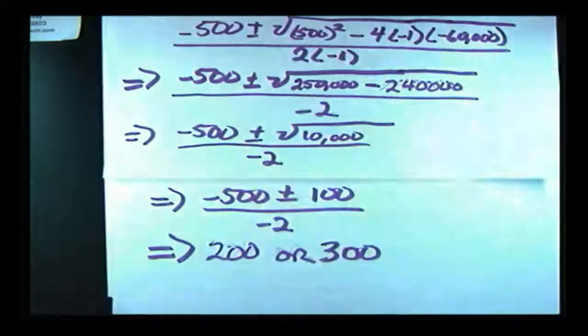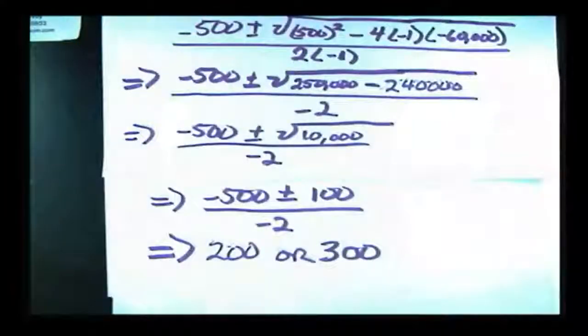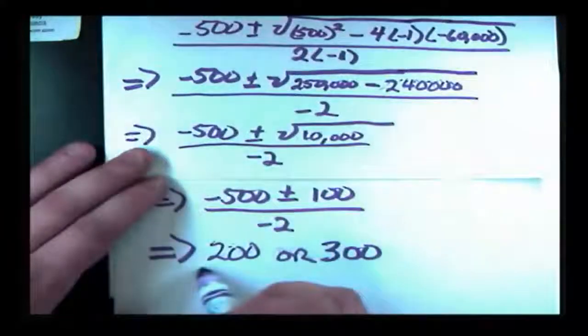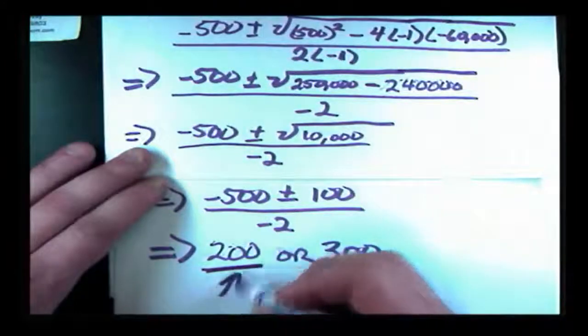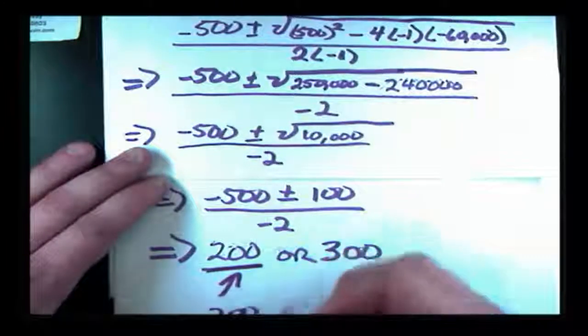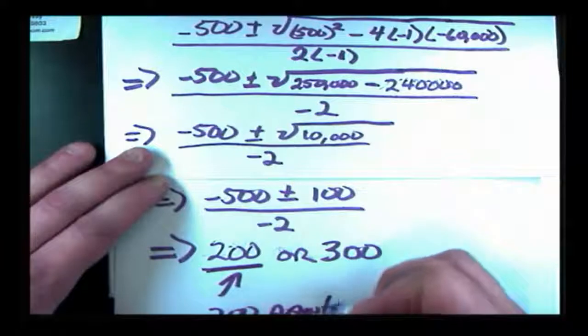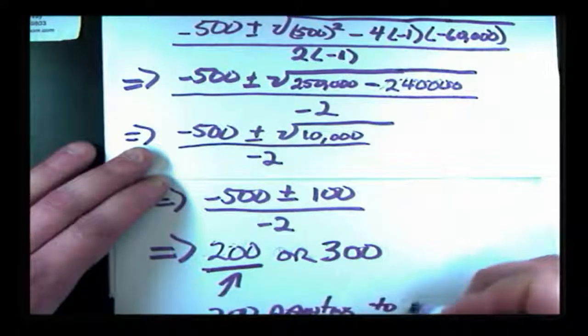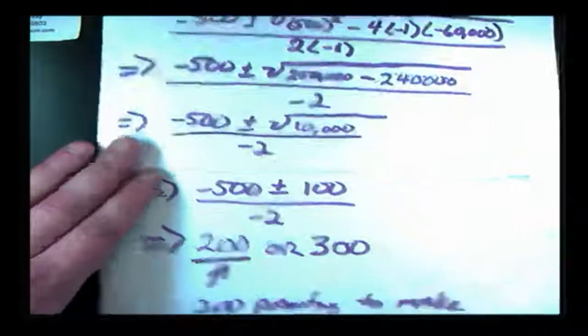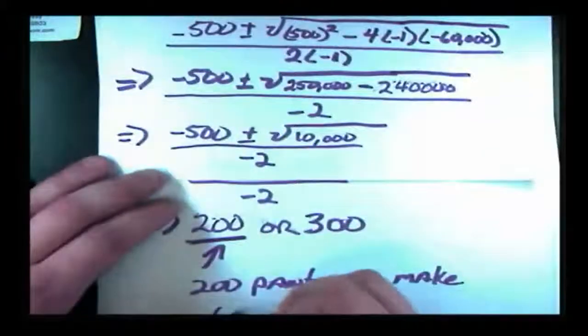Now back to the question. An artist making a profit, in dollars, from selling P paintings. What is the fewest number of paintings the artist can sell to make a profit of at least $60,000? So we want the fewest number, which happens to be 200. So 200 paintings to make $60,000.